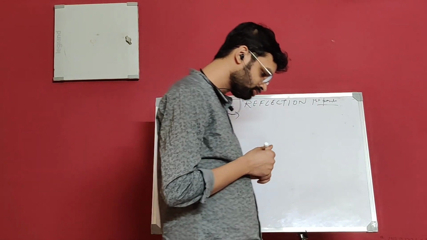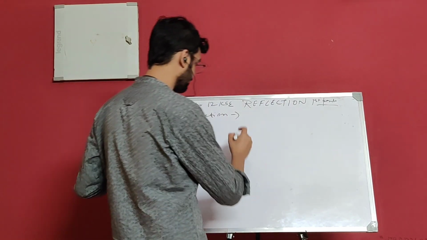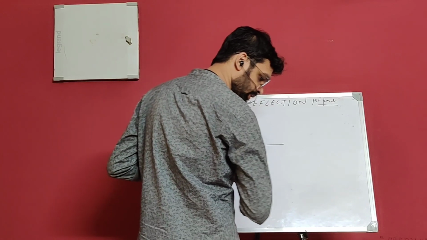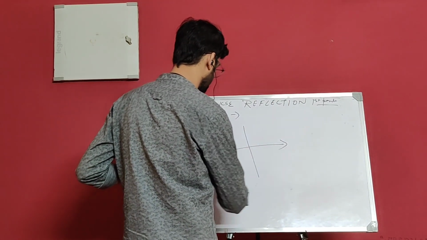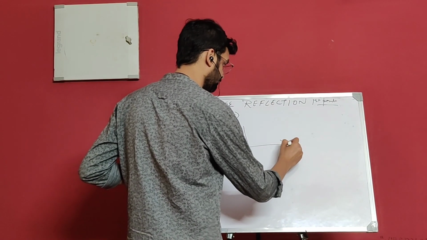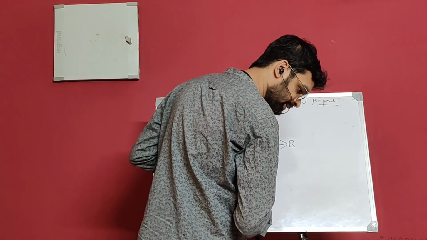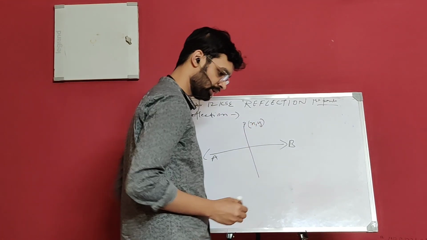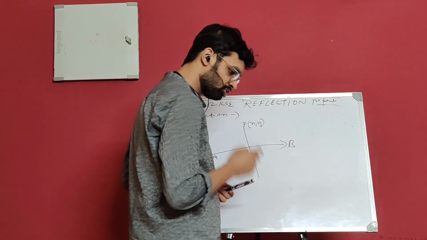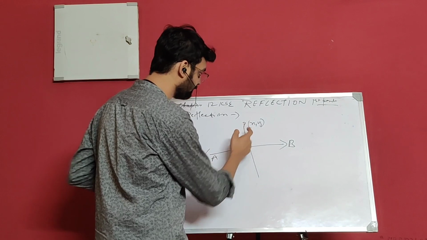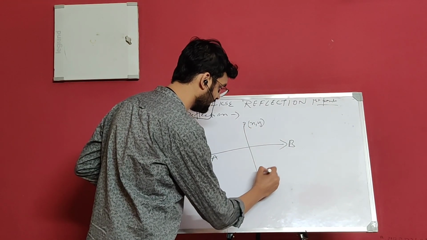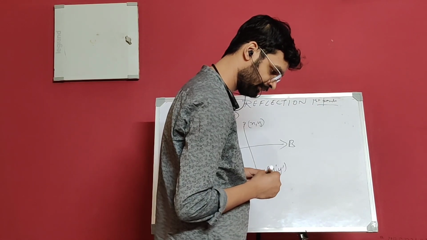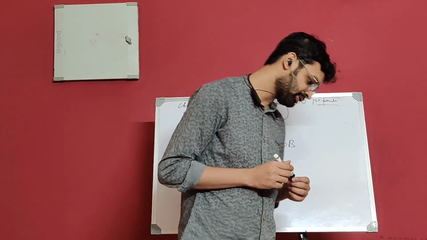See, I make a diagram where this is AB, and this I take as P. My P value is (x, y). So my reflection of P will be here, P dash, which will be (x dash, y dash).